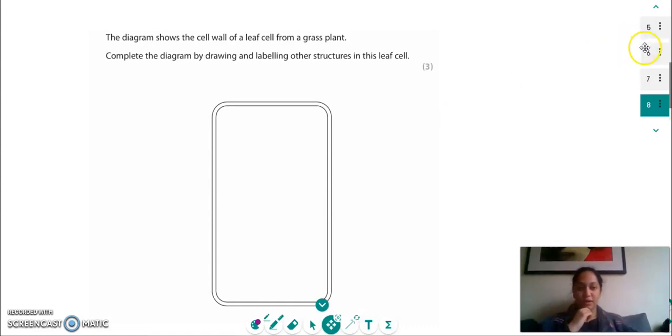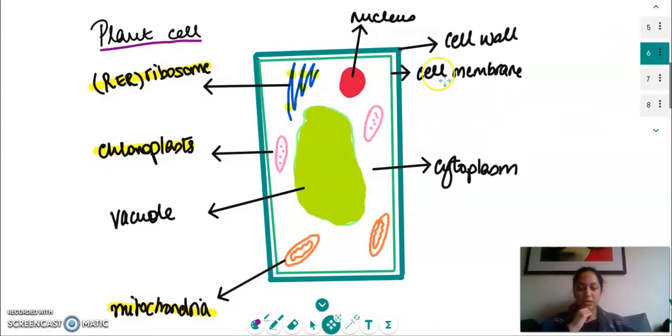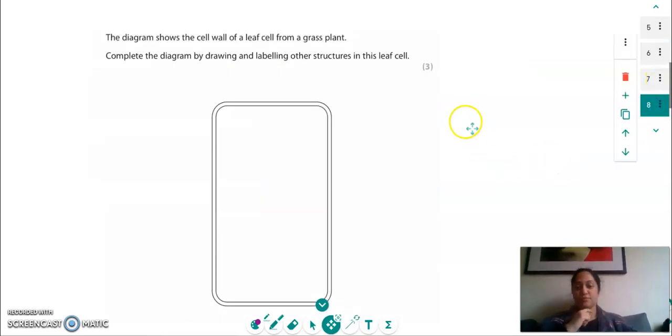So here we can refer back to the diagram that we did. We have a cell wall, we have a cell membrane, we have the cytoplasm, we have the chloroplast, we have the rough endoplasmic reticulum, which has the ribosomes, we have the vacuole, and we have the mitochondria. And then we have the nucleus. Very good. So those are all the subcellular organelles of the plant cell.